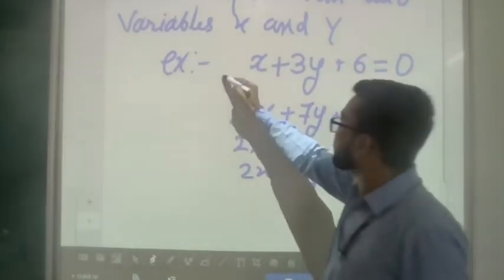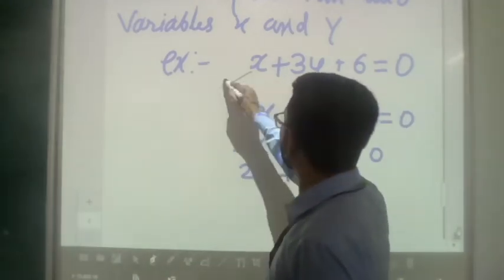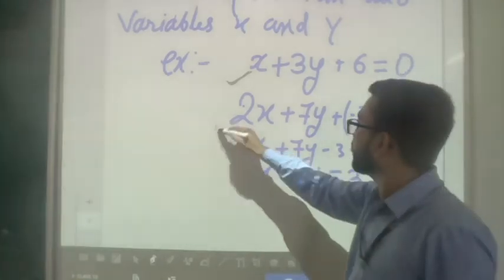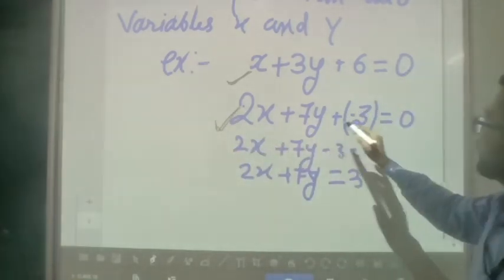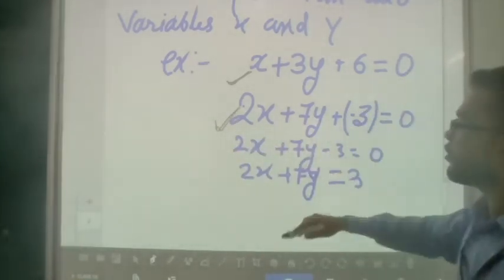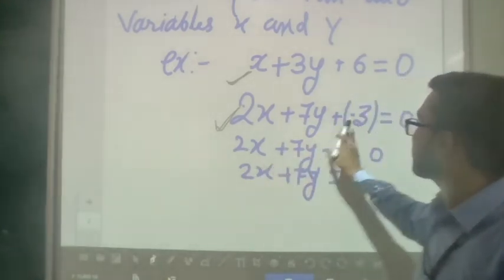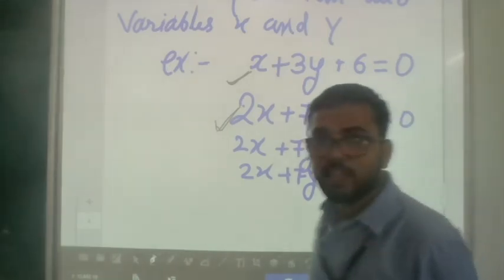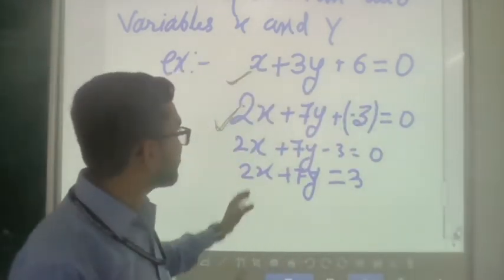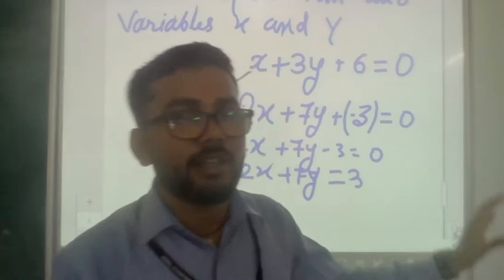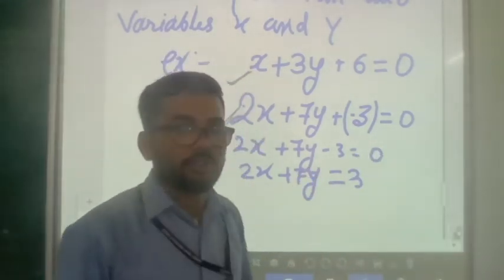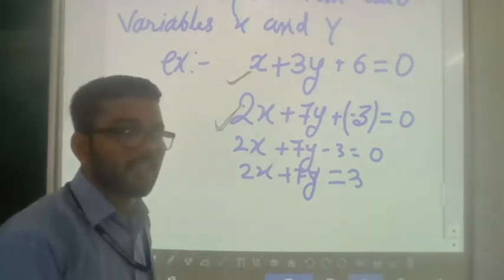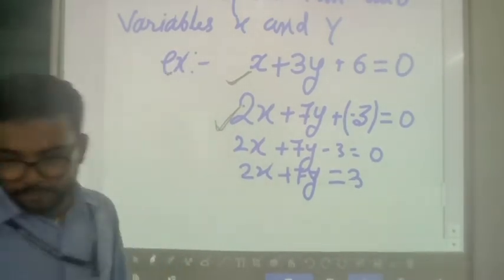Like first example, x plus 3y plus 6 is equal to 0. Example second, 2x plus 7y minus 3 is equal to 0. It can be written like this: 2x plus 7y minus 3 is equal to 0. After transposition of the constant to the RHS, you can write it as 2x plus 7y is equal to 3. This is also an example of a linear equation in two variables.